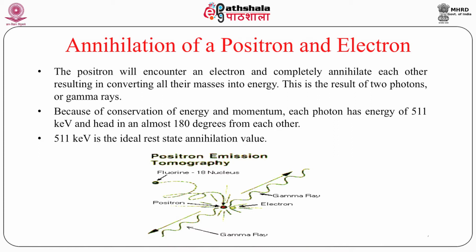Now because of the conservation of energy and momentum, each photon which is coming out is at 180 degrees, and 511 keV is the ideal rest state annihilation value. So this is the way we are going to detect the photons, though the isotope tagged with a compound is a positron emitter. How is the positron produced? It is being produced from a cyclotron, which is a kind of accelerator.